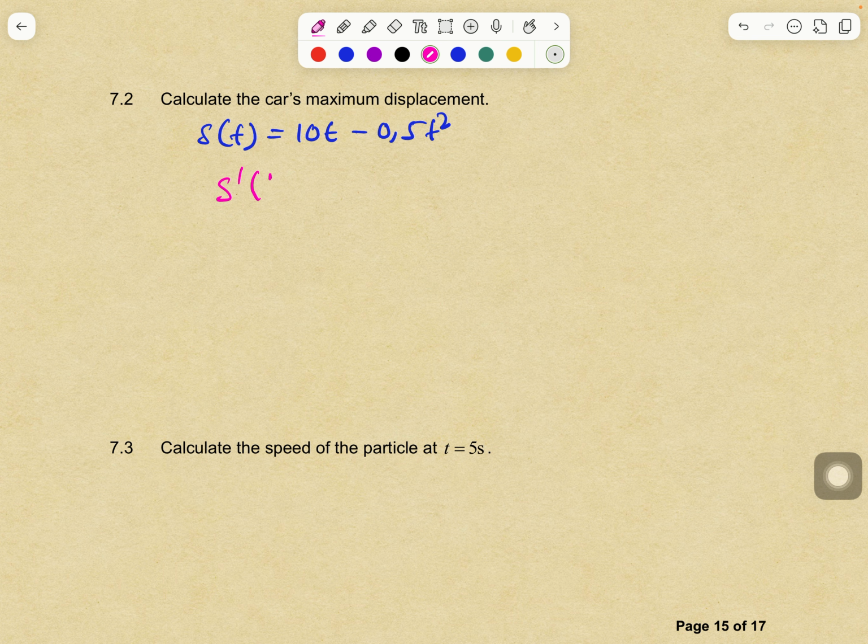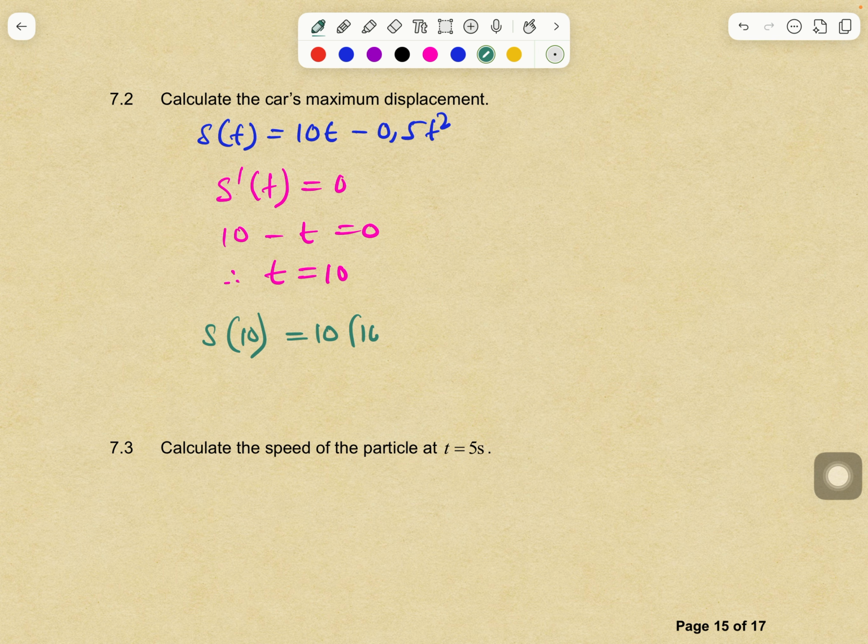So you then say that s prime at t must be equal to 0, because that's where you're going to get the maximum. Think about this as a quadratic, that is the maximum point we're talking about. So let's find it. If we derive this, we get 10 minus t is equal to 0. Therefore, t is equal to 10. They want the car's maximum displacement when time is 10 seconds. So we need to find s of 10.